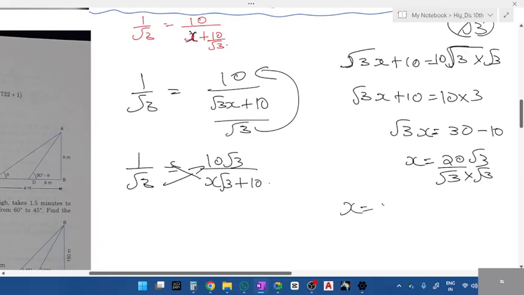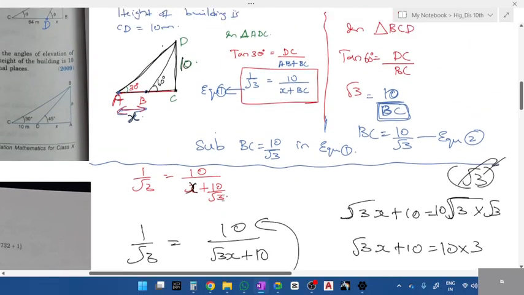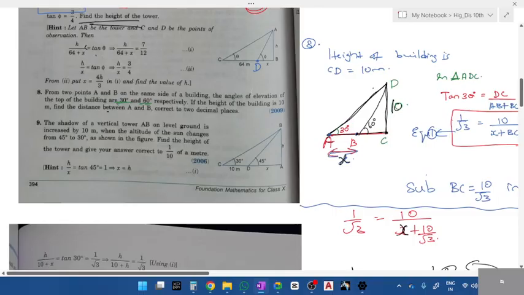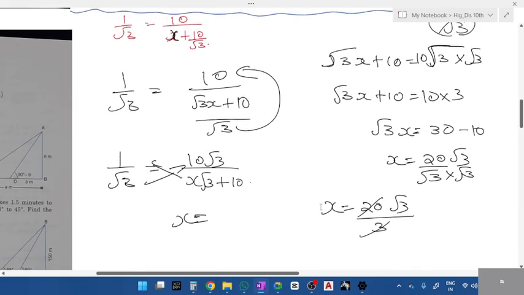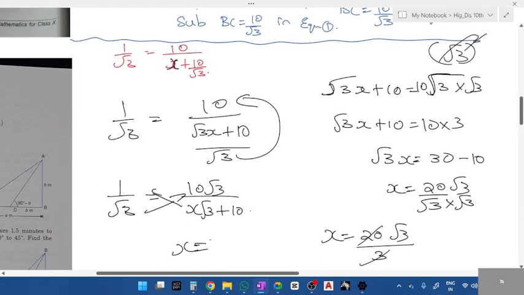x is equal to 20 root 3 divided by root 3 into root 3 is 3. Reduce it. What do you get? And how many numbers you have to write, students? What is given here? See, again, lengthy calculation. What you have to find here? Correct to how many decimal places? Yes, two decimal places. Okay, correct it to two decimal places.